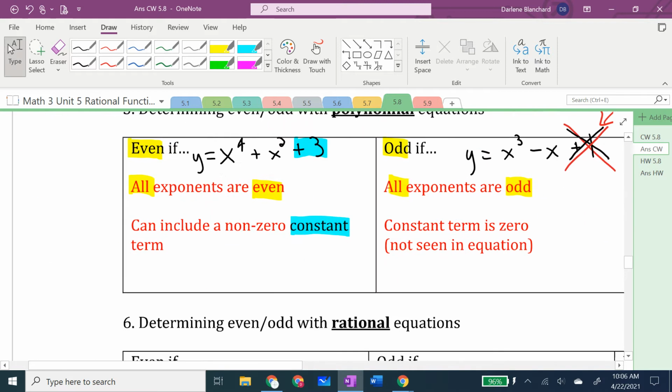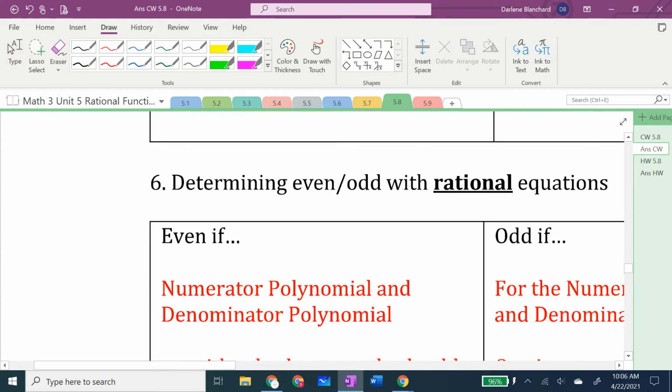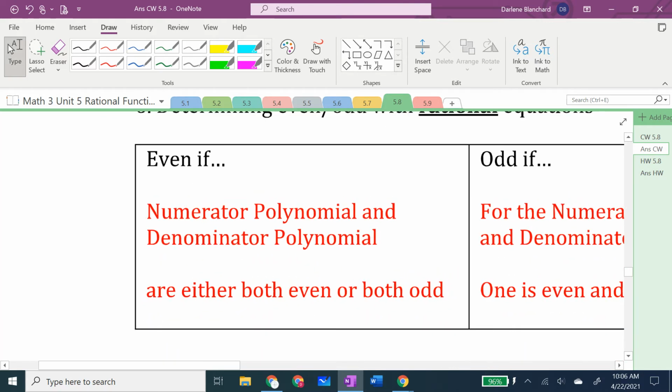Now, when you're dealing with an even function, if you replace all the x's with negative x's and you actually get the same exact function, then it's even. So I want to point out to you that you have a numerator polynomial and a denominator polynomial. If both polynomials are even, there won't be any sign changes on the fraction itself.